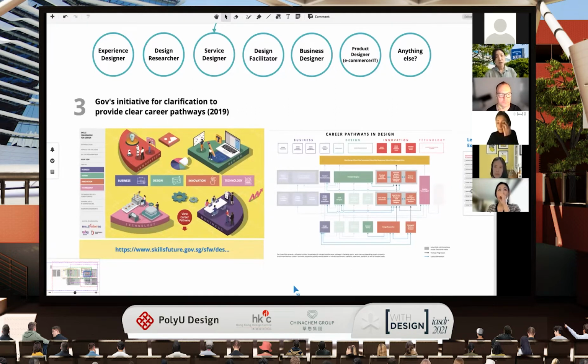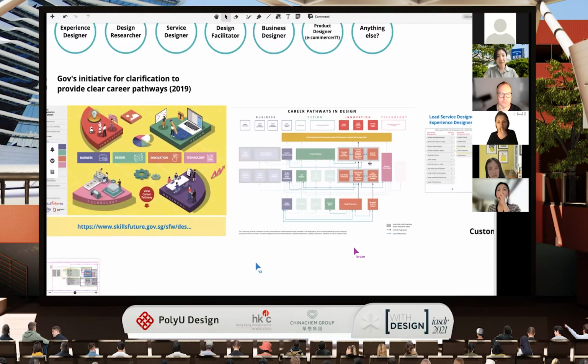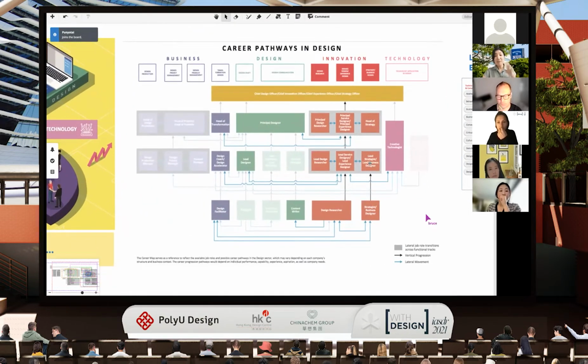So to clarify these job role confusions and to provide a clearer career pathway, the Singapore government surveyed many design professionals and created a skills framework for design. So if you look here, this is actually quite an interactive platform. So you could actually visit and play, interact with the platform also.